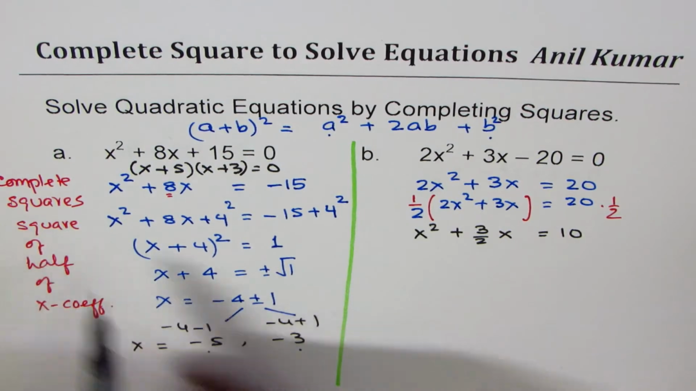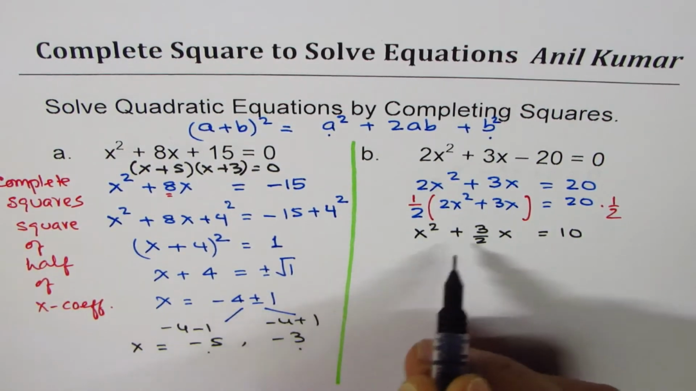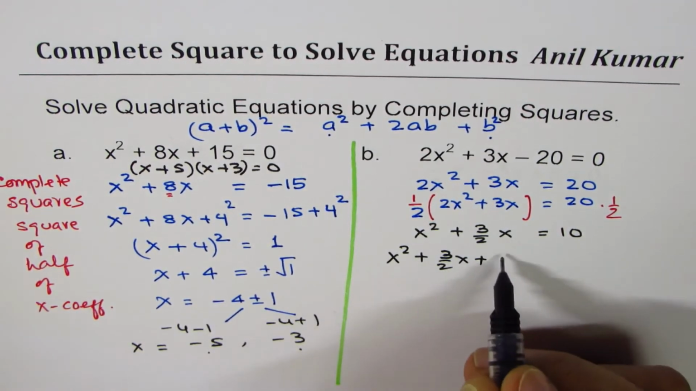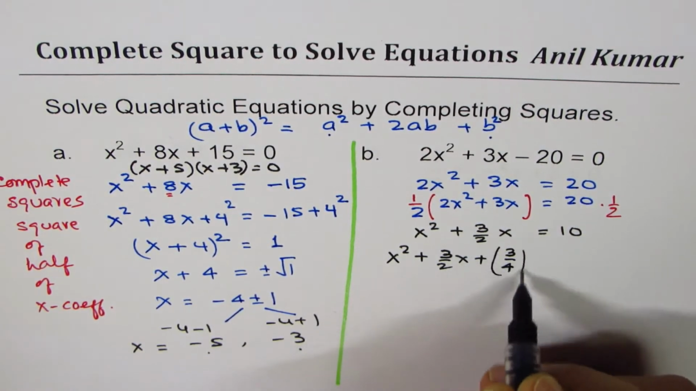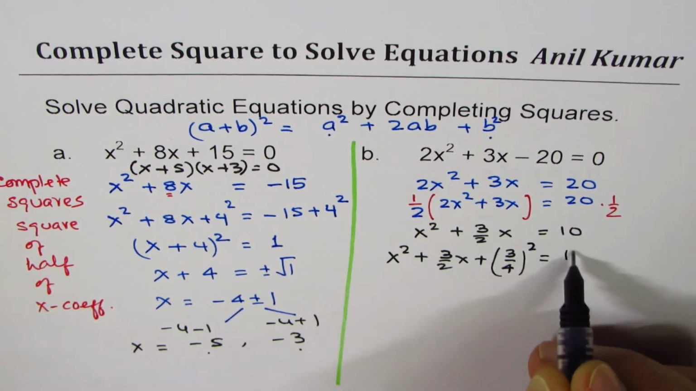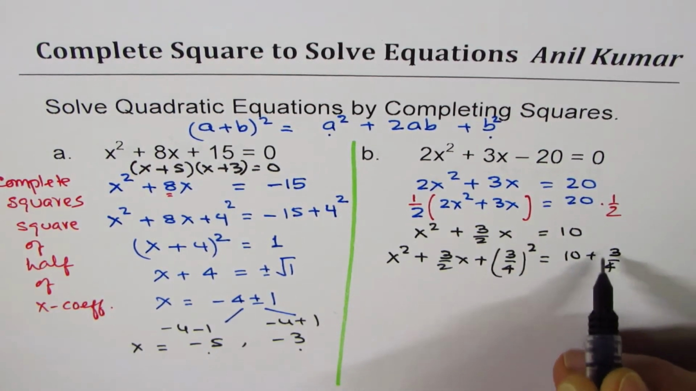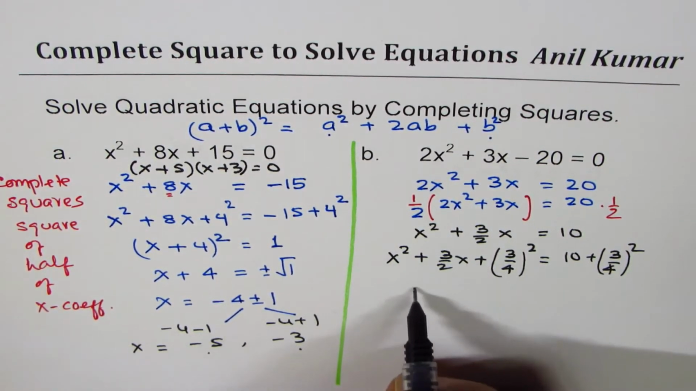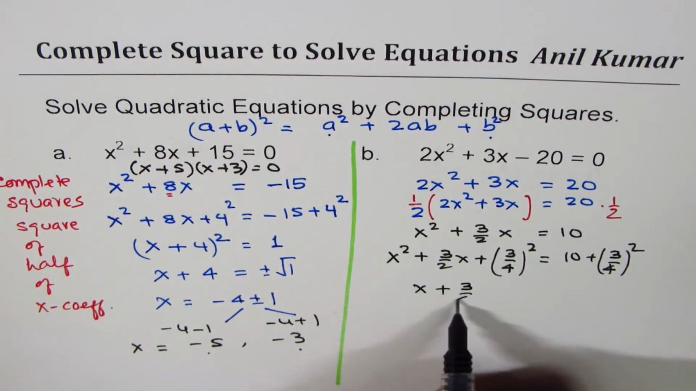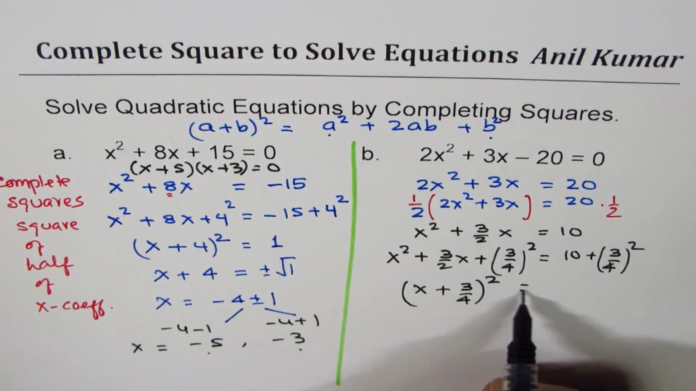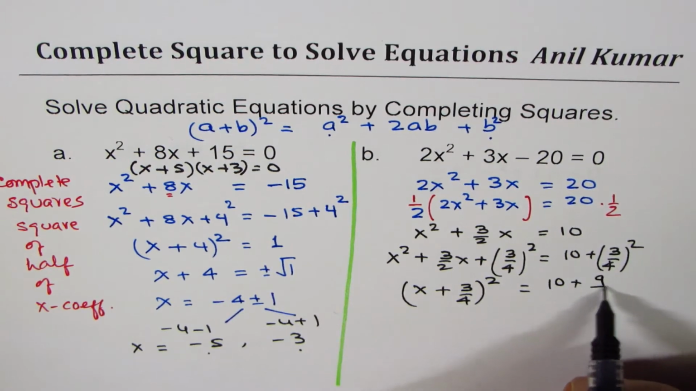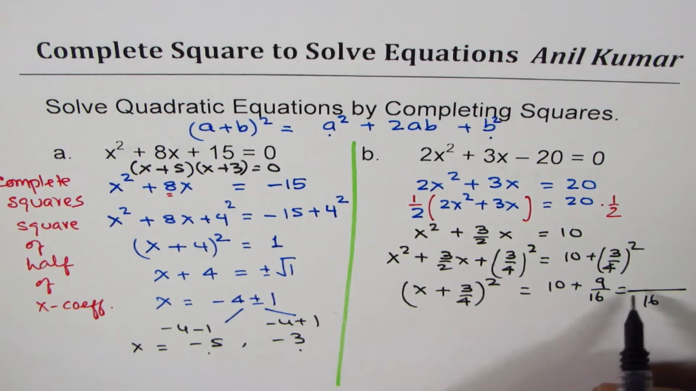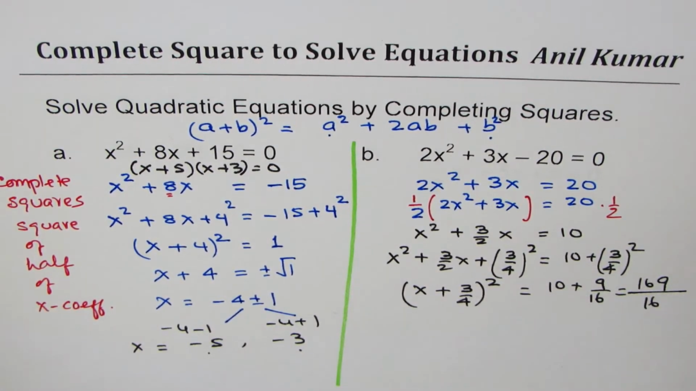Now the steps are similar. Half of 3 over 2 is to be squared and added. So we get x squared plus 3 over 2 x plus 3 over 4, which is half of 3 over 2. Square it, right? So 10 plus 3 over 4 whole squared. Now that makes the trinomial a perfect square. So we get x plus 3 over 4 whole squared on the left side. And here we get 10 plus 9 over 16, where 16 is the common denominator, and we get 169 in the numerator.